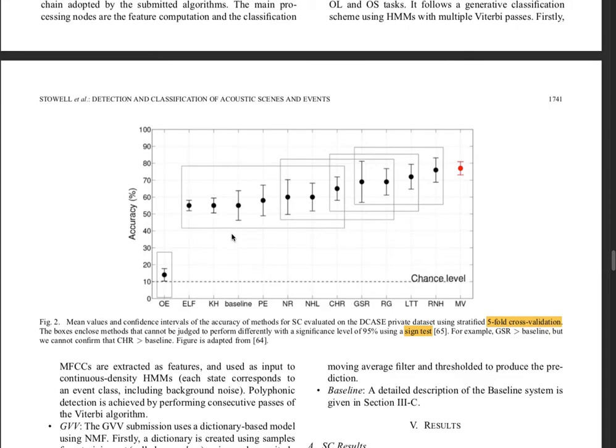Now, can you say KH is better or not? Even better is if I compare the baseline with PE. For PE, the mean is better and the variance is almost similar. What would you say? Which one is better? How many of you say, I am very confident that PE is better?